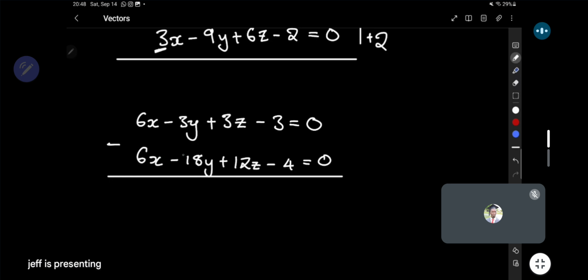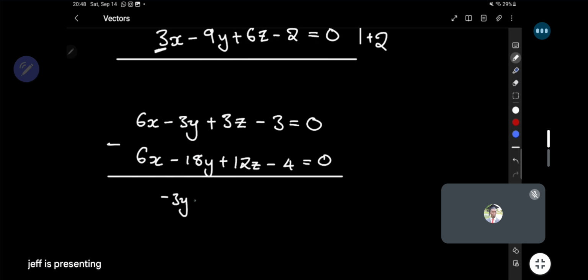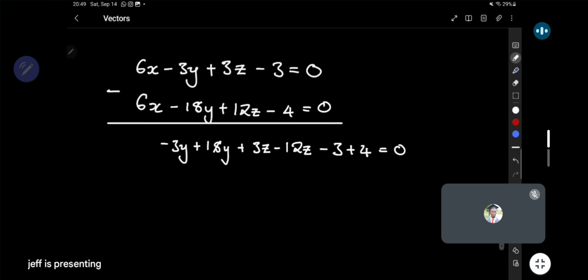So when we add for y here, we see that we're going to have minus 3y minus 18. So this becomes plus 18y. In the same way, when we add for z, we're basically subtracting there. So this is going to be plus 3z minus 4z. And then the other side, we have minus 3 plus 4. So this is now what we have here.